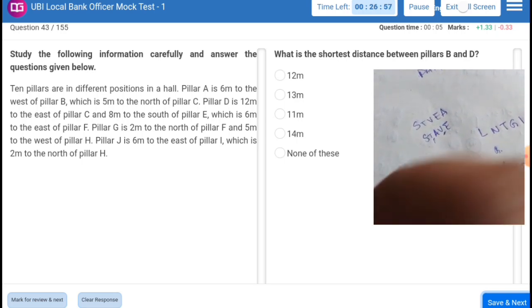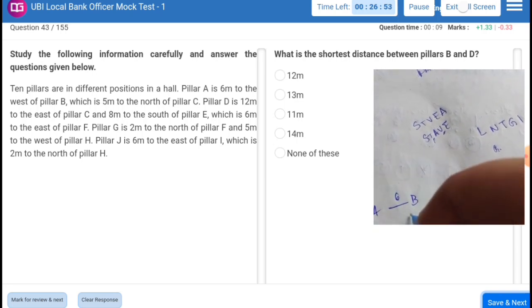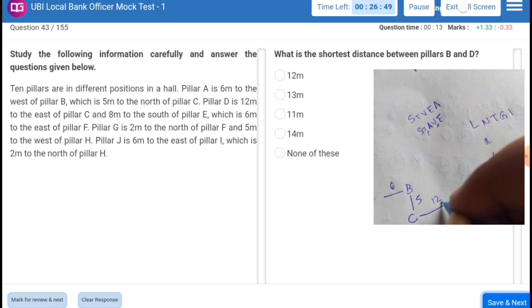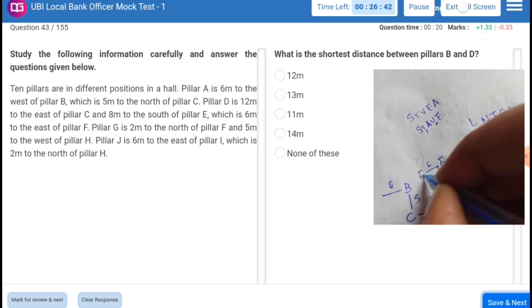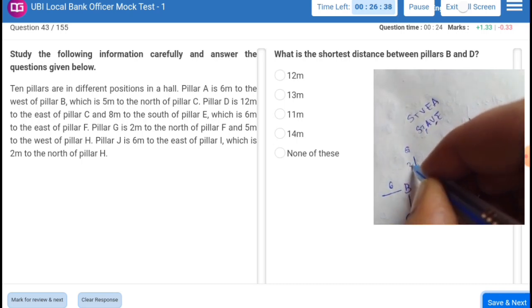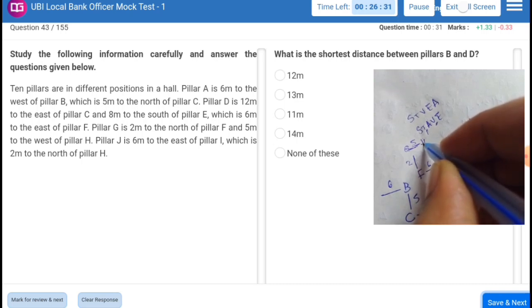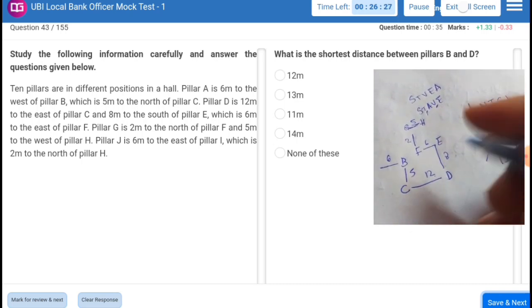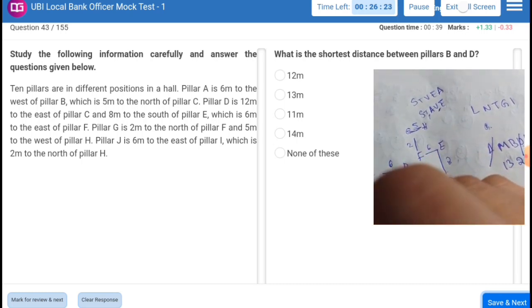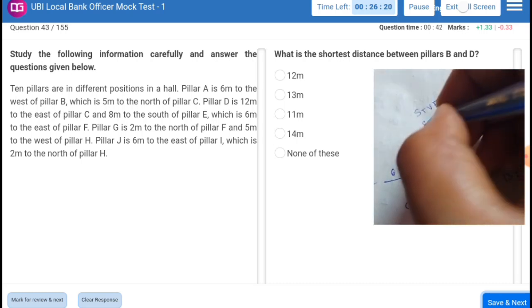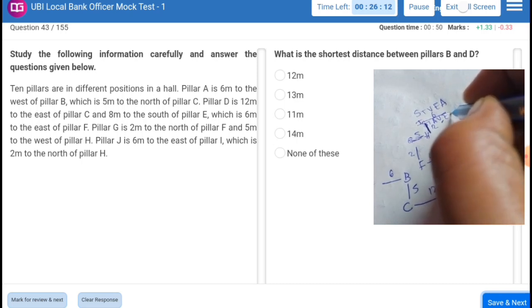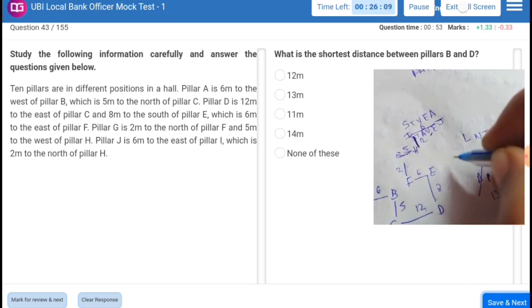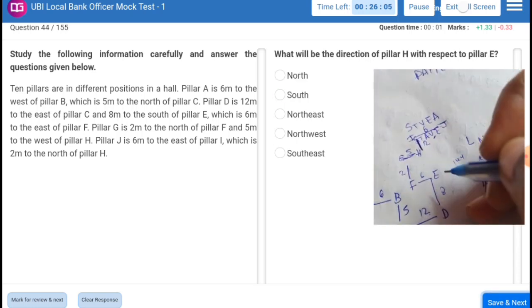So, 10 pillars are at different positions in a hall. A is 6 meters west of B, 5 meters north of C, D is 12 meters east of C, and D is 8 meters south of E, 6 meters east of F, G is 2 meters north of F, and G is 5 meters west of H. J is 6 meters east of I, which is 2 meters north of H. Shortest distance between B and D. H with respect to A.